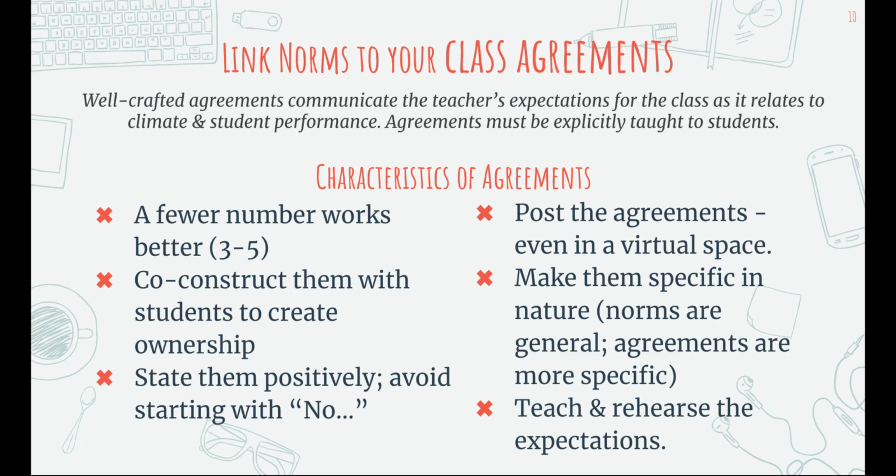So suggestions: a fewer number works better. The fewer agreements you have, the better. Three to five is ideal. I think that I would struggle with three to five, but I can understand why fewer is better. You want to co-create them with students to create ownership in the students. And while, of course, you want to collaborate on that, I would also recommend that as a teacher, you have some ideas about the direction that you want to go.